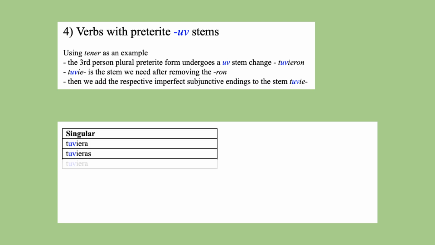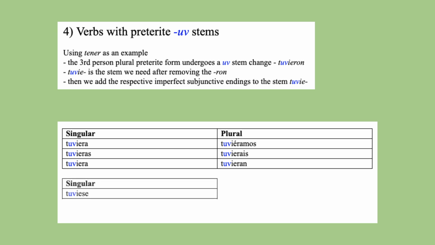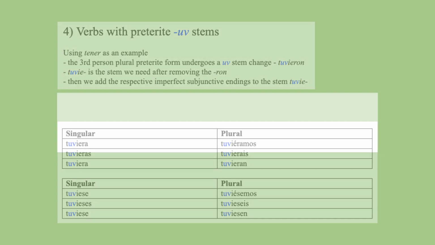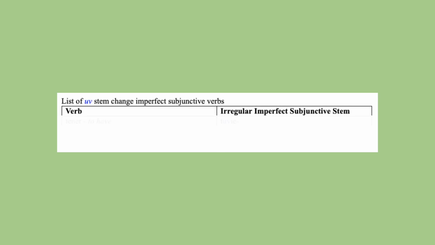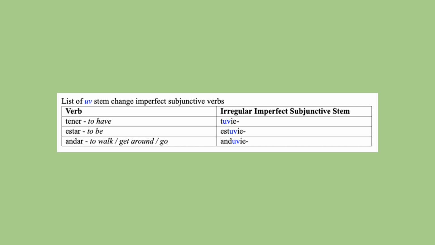Tuviera, tuvieras, tuviera, tuviéramos, tuvierais, tuvieran. Tuviese, tuvieses, tuviese, tuviésemos, tuvieseis, tuviesen. These are the imperfect subjunctive stems for the three preterite UV stem change verbs.